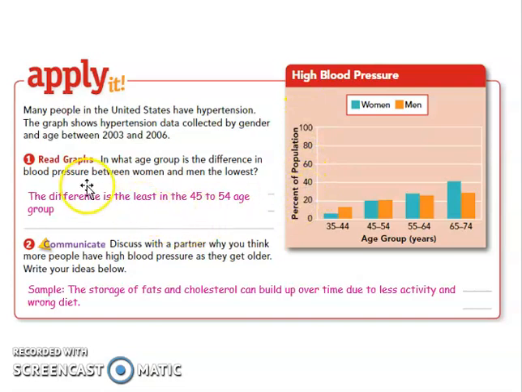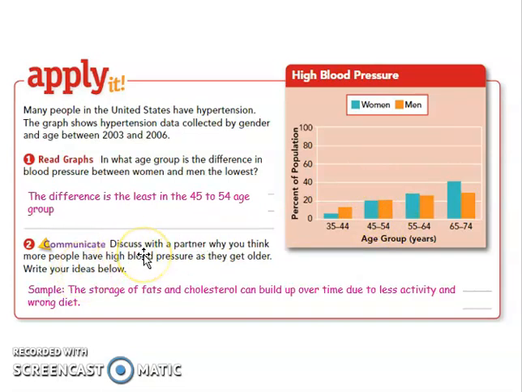So the first question says, read the graph. In what age group is the difference in blood pressure between women and men lowest? The answer is in this age bracket. Why? Because the difference is almost the same. Compared to this one, the blood pressure of men and women is high in difference. Same also in this one and same also in this one. That's why the answer is here, meaning the difference is less. That's why this is the answer.